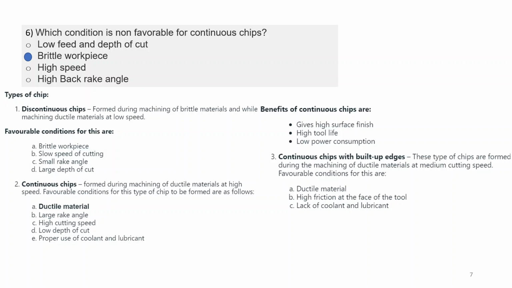In case of continuous chips which can have built-up edges, these types of chips are formed during the machining of ductile materials at medium cutting speed. The favorable conditions for this are ductile material and high friction at the face of the tool, and a lack of coolant and lubrication, which will lead to high friction.